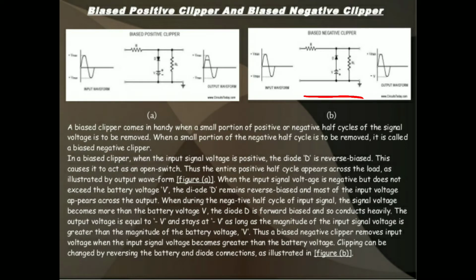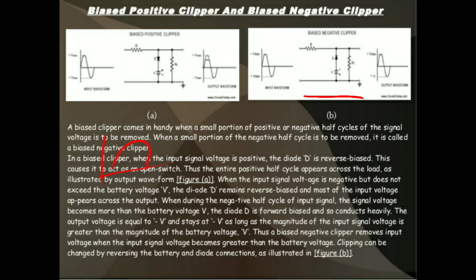Once again I am explaining the negative biased clipper. During the positive half cycle, the diode is in reverse bias condition, which does not conduct and acts as an open switch. So there is no voltage and current flowing through the diode, and the reference voltage is 0. So the same input is passed to the output, Vout is equal to Vi.